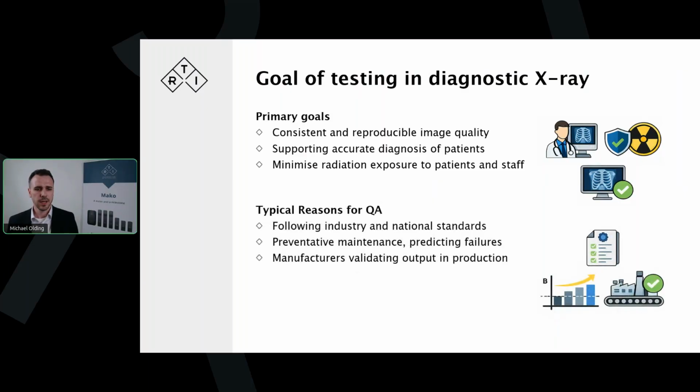Typical reasons for QA, of course, are to follow industry and national standards. So it's a legal requirement globally when working with ionizing radiation with patients to perform QA procedures. We can also use it for preventative maintenance, so predicting failures and maximizing the uptime of our X-ray systems. And manufacturers validate the output of the systems in production through to acceptance testing on site, and then lifetime testing throughout the use of the system.